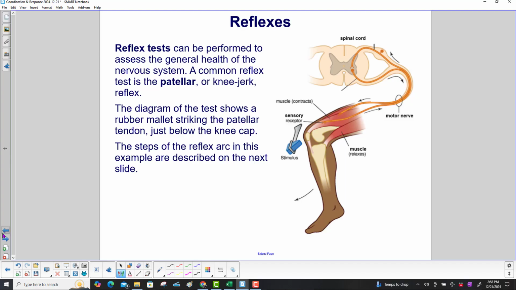Reflex tests can be performed to assess the general health of the nervous system. A common reflex test is the patellar or knee-jerk reflex. The diagram of the test shows a rubber mallet striking the patellar tendon just below the kneecap. That's right over here. The steps of the reflex arc in this example are described on the next slide.